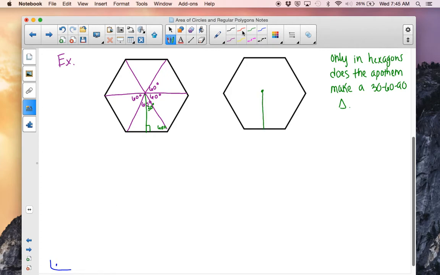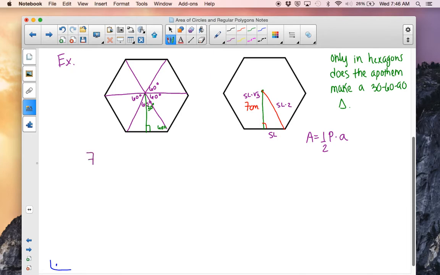Let's say I have the apothem, and the apothem is given as 7 centimeters. Now, I know that this makes a 30, 60, 90 triangle. So this is going to be the short leg. This is short leg times 2, and this is short leg times square root 3. And so let's say the question says find the area. Well, I know area equals 1/2 perimeter times apothem. So I need to know my perimeter, so I need to figure out what the short leg here is. So I'm going to set it up.